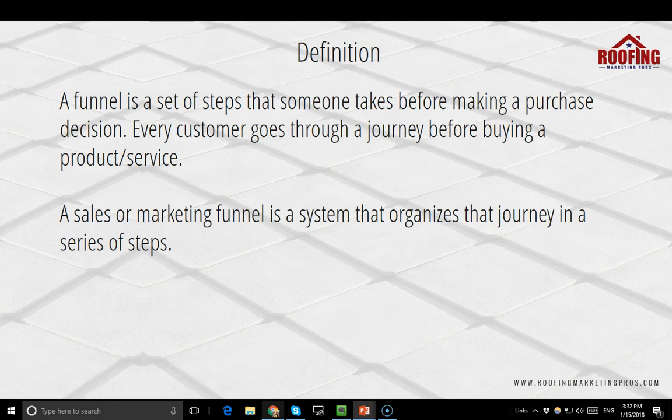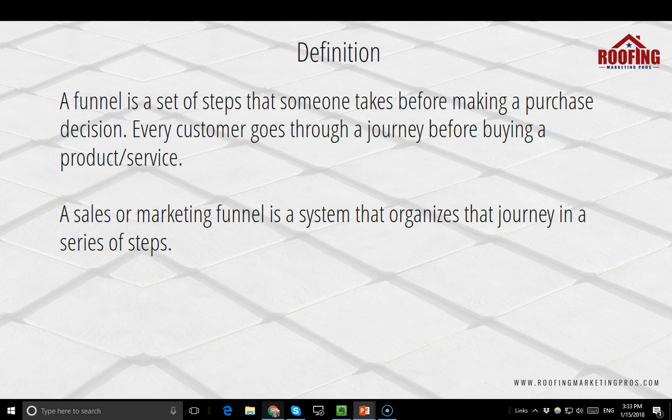So let's go over a real world example. Let's say you have a customer and his name is Dave. Dave lives in Greenville in South Carolina. Suddenly, a hailstorm passes through his neighborhood and damages a lot of the roofs. He knows that there are a lot of damaged roofs, but for some reason he forgets about it because he has a lot of things going on with his life.